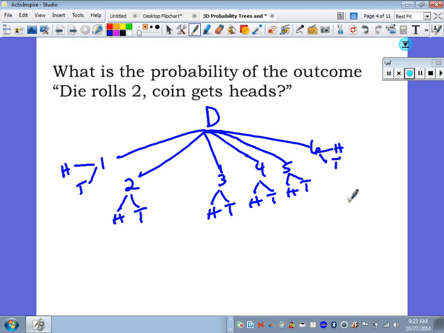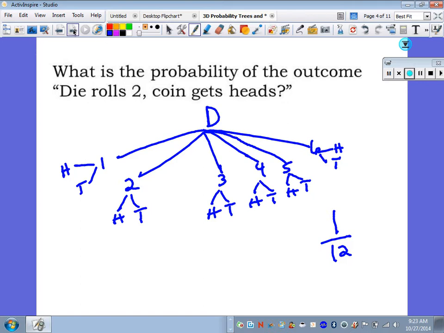Heads and tails. Okay? So, what's the probability that you roll a 2 and get heads? It's 1 out of 2, 4, 6, 8, 10, 12. Okay? So, I look to see which one is the 2, and then the only choices for the 2, there's only 2. One of them's heads, one of them's tails, and I want heads. So, 1 out of 12 is how you get that.